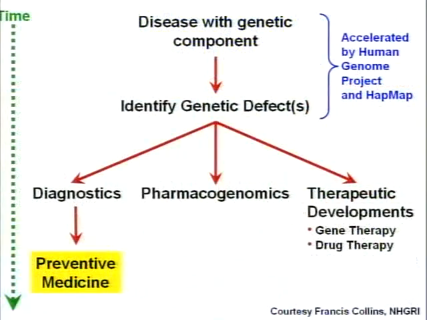So diseases with a genetic component: identify genetic defects, move towards diagnostics and preventive medicine, studying the individual in terms of how you will handle given therapies, and of course, the foundation for developing new targets and new therapies.